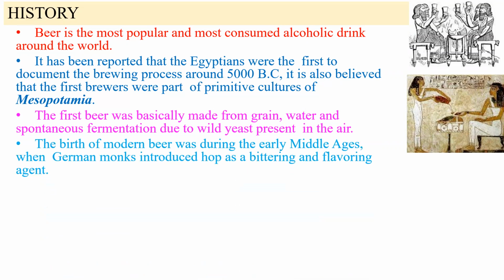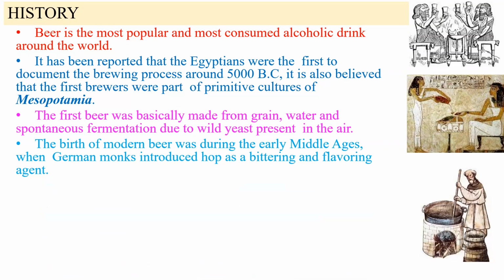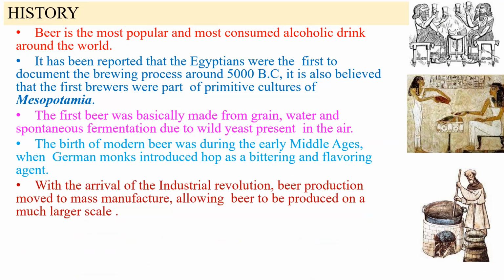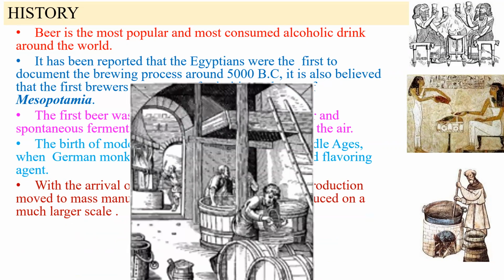The birth of modern beer was during the early Middle Ages when German monks introduced hop as a bittering and flavoring agent. With the arrival of the Industrial Revolution, beer production moved to mass manufacture, allowing beer to be produced on a much larger scale.